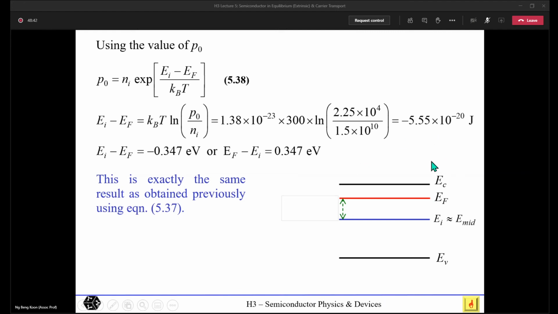So regardless of whether you use the N naught or P naught expression, the position of the Fermi level that you get here must be the same, right? So if you draw the band diagram, then you have the Fermi level that is above the intrinsic level by 0.347 eV. In the case of silicon, the band gap is 1.12 eV. If you take half of that, this distance is 0.56 eV. So 0.347 eV should be quite close to the conduction band edge.